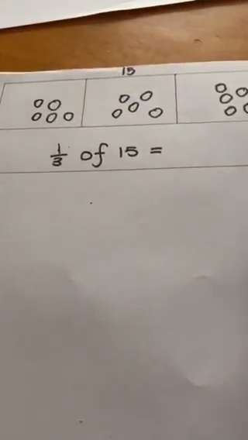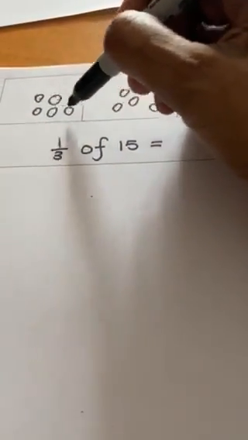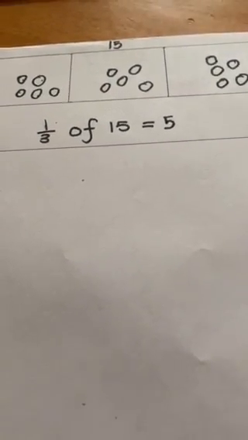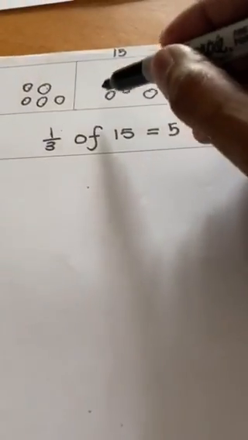I'm going to count 1 box. 1, 2, 3, 4, 5. And that's what my answer is. But just to make sure that I've got 5 in each box, because it's got to be fair: 1, 2, 3, 4, 5. 1, 2, 3, 4, 5.